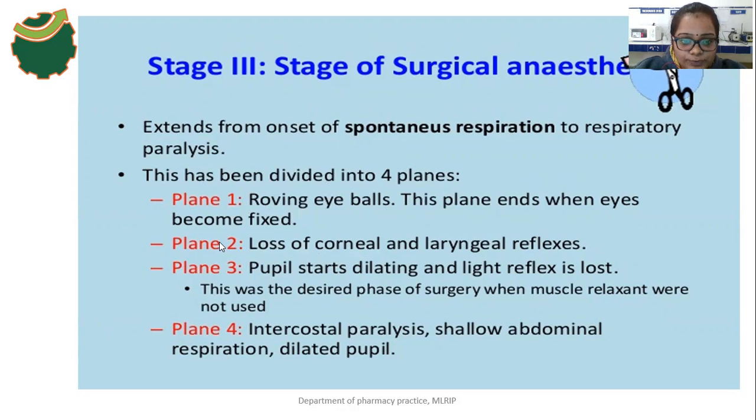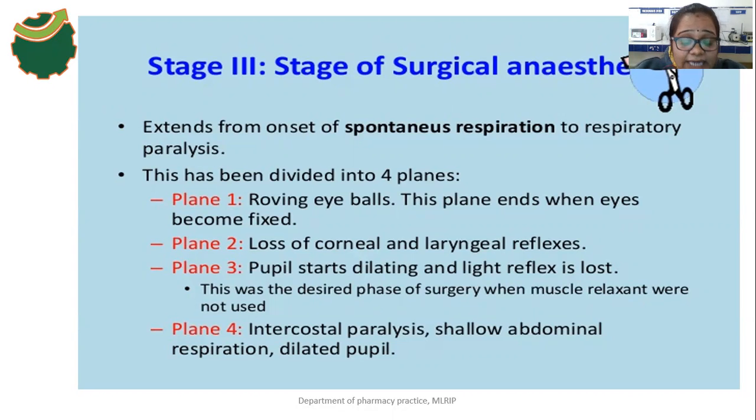And in plane 2, there is a loss of corneal reflexes and a loss of laryngeal reflexes. And in plane 3, the pupils start dilating and the light reflex is also lost. Okay, in plane 3, what will happen? The pupils start dilating. Okay, and the light reflex is also lost.